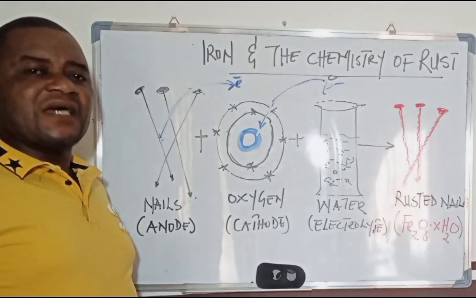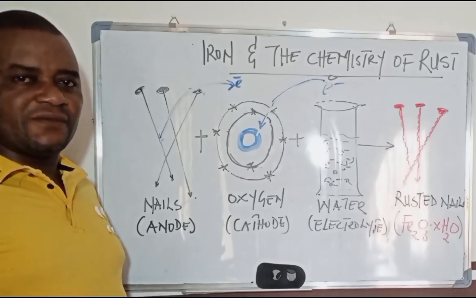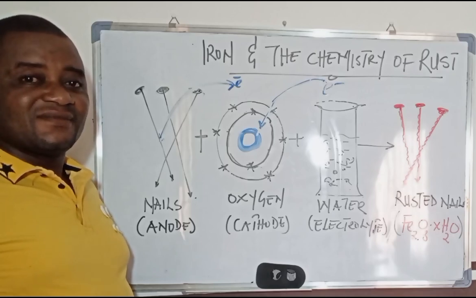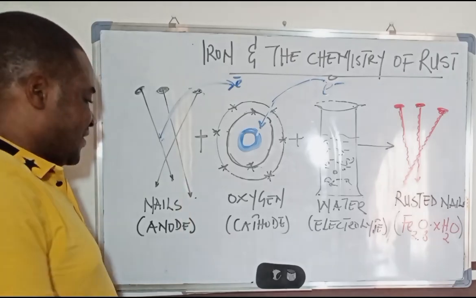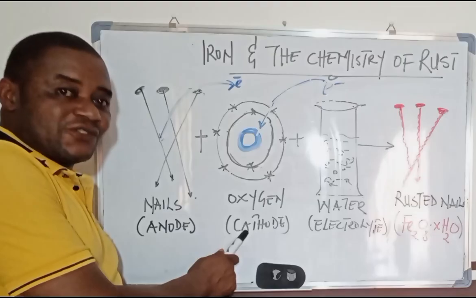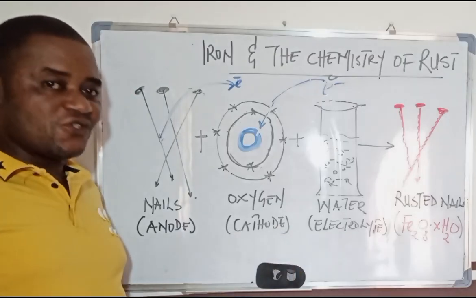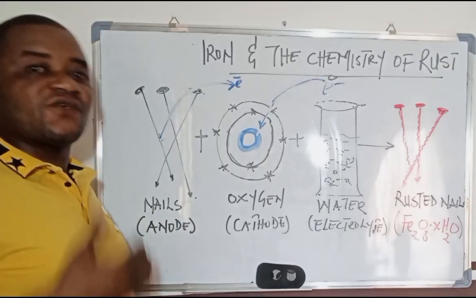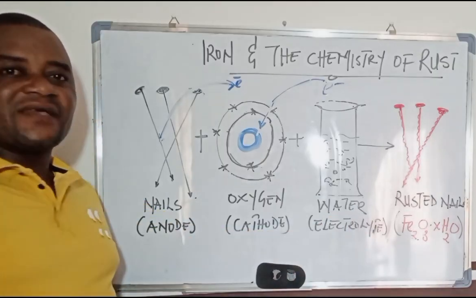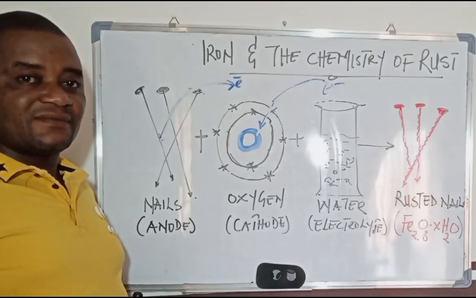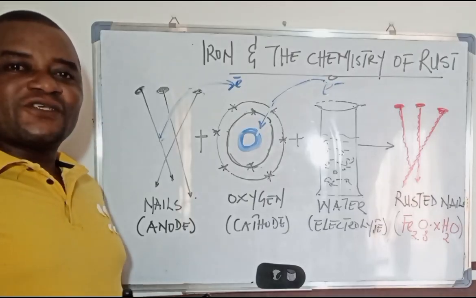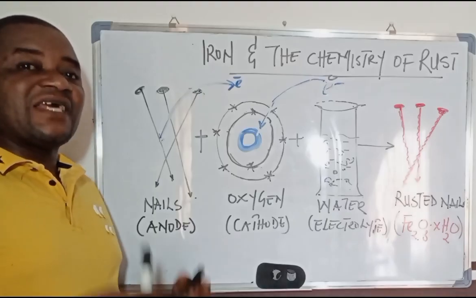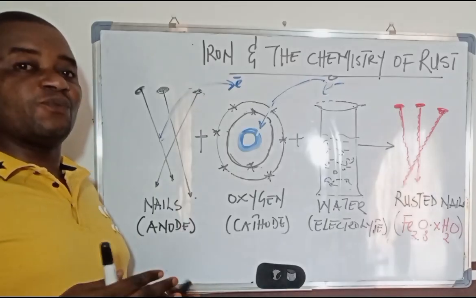And do you know that rust is a product of corrosion? And corrosion is an electrochemical process. That means there must be an existence of an anode and a cathode and an electrolyte for corrosion to take place. And when corrosion takes place, the product of that corrosion is the rust that you find around your metals. Now, corrosion as a process, we say is electrochemical. Even as an electrochemical process, it is an oxidation reduction process.